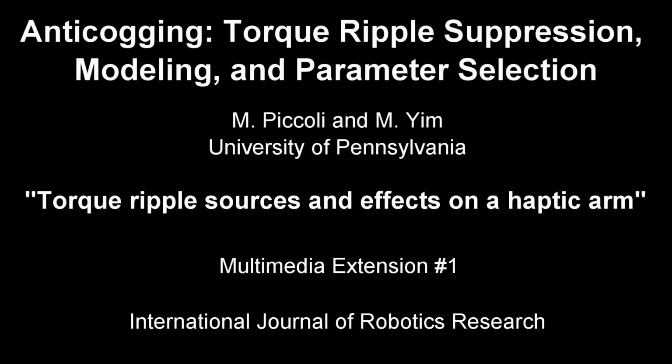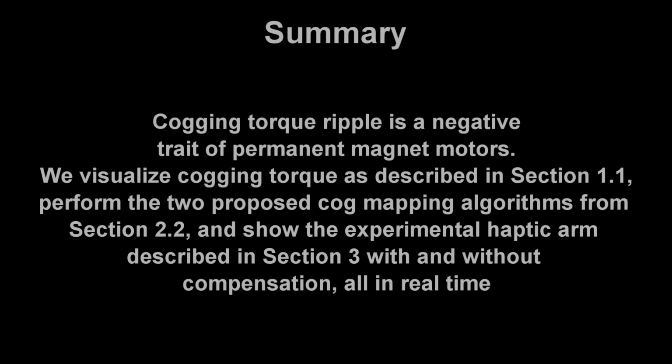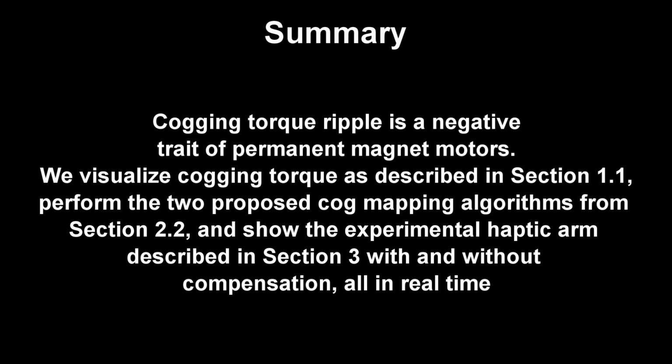Anticogging, torque ripple suppression, modeling, and parameter selection. Cogging torque ripple is a negative trait of permanent magnet motors. We visualize cogging torque as described in section 1.1, perform the two proposed cog mapping algorithms from section 2.2, and show the experimental haptic arm described in section 3 with and without compensation, all in real time.